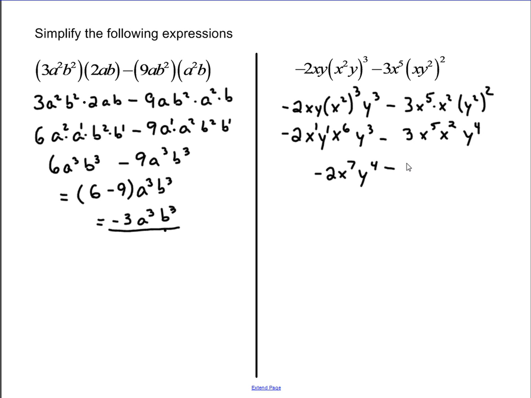So if we simplify that one more time, we've got 3 times x to the 7th times y to the 4th, and we do have two like terms. And the way we combine these like terms is to combine their coefficients. So we're going to take negative 2 minus 3 times x to the 7th y to the 4th, and our result should be negative 5 x to the 7th y to the 4th.